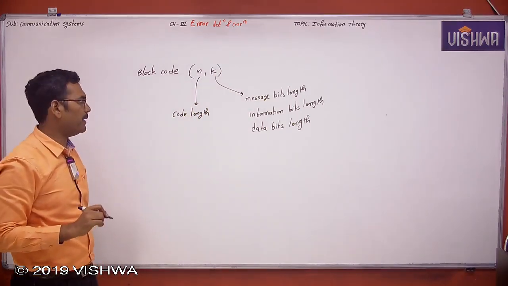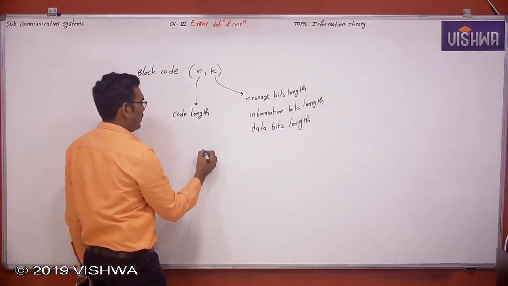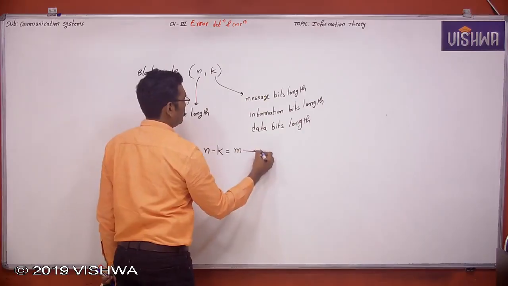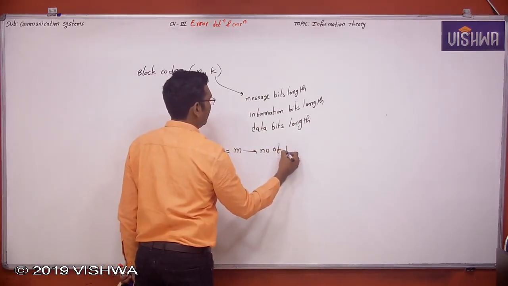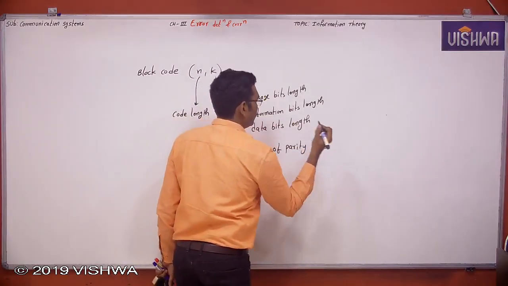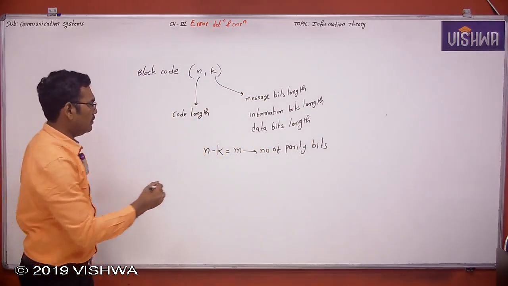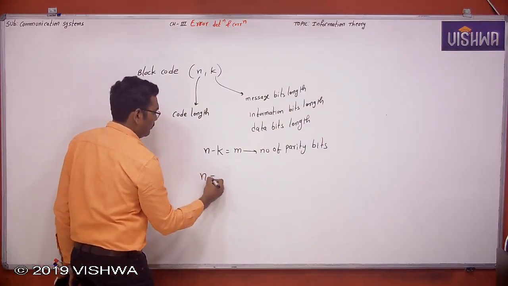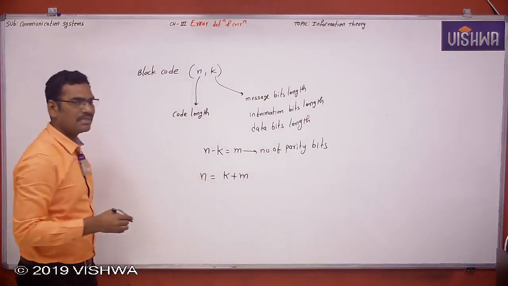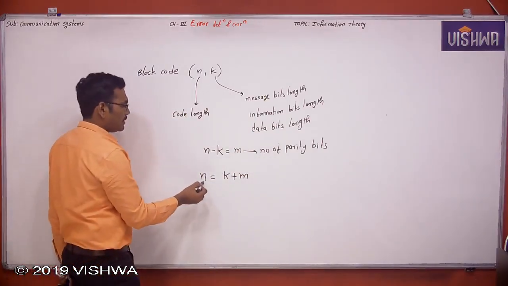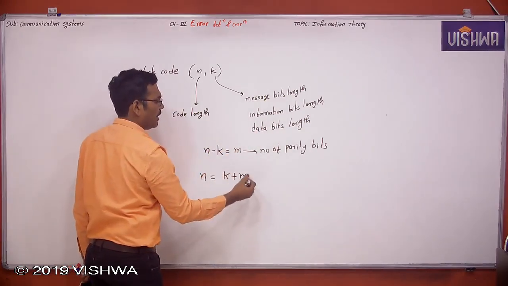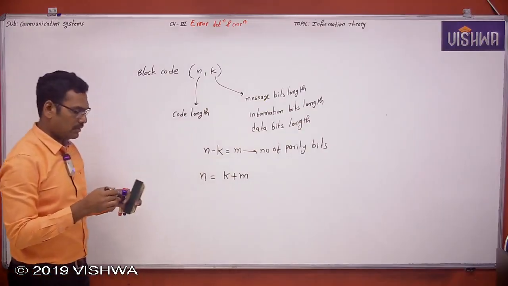Or information bit length or data bit length, where n minus k, which is nothing but m, where m is the number of parity bits. So finally, n is equal to k plus m. So a code consisting of what? A code consisting of data bits length, which means information bit length, as well as parity bits. Okay, this is the final conclusion.